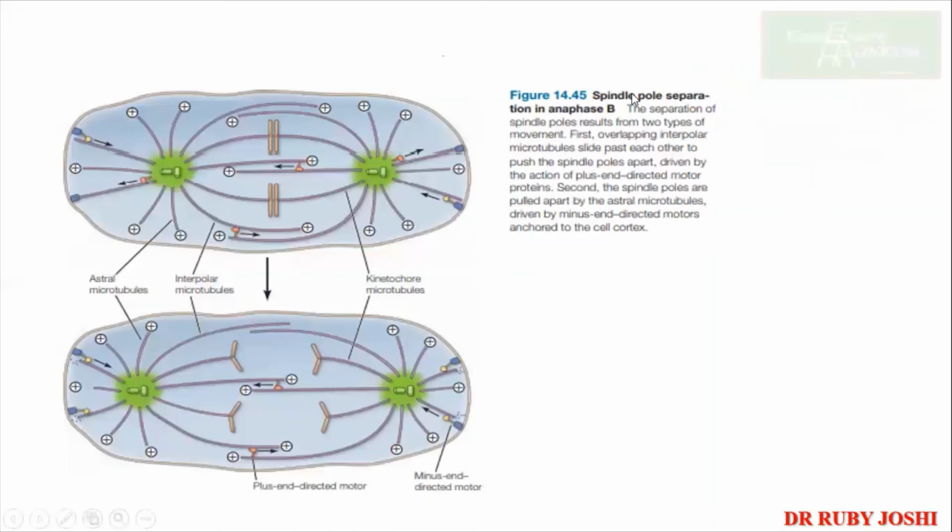मेरा diagram इतना अच्छा नहीं है. Okay, now over here, see in this case also. So first overlapping interpolar microtubules are there, so they will slide to each other. So this will be pushed in this direction, this will be pushed in the other direction, right? Now, in the second case, the astral microtubules are there, which is again anchored to the dynein molecule. So they are also moving this. So what is happening? It is pulling like this. Okay.